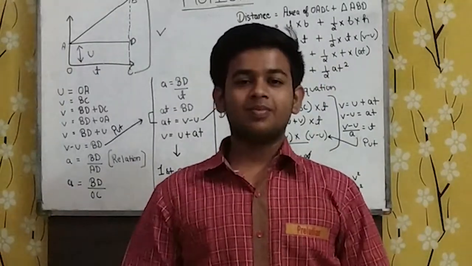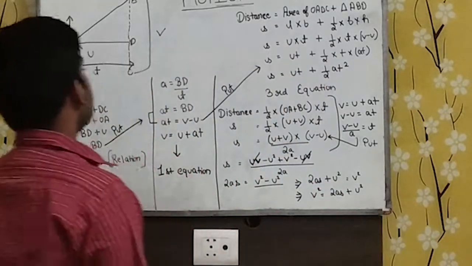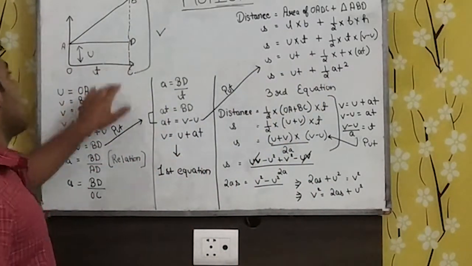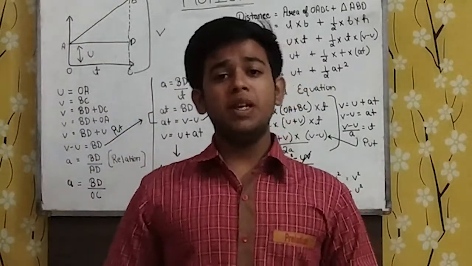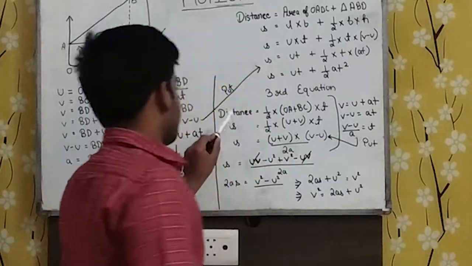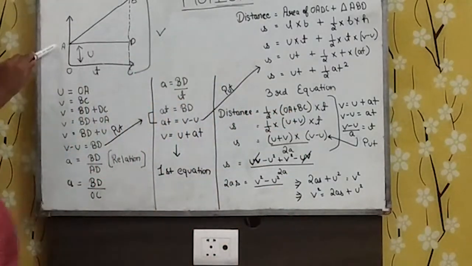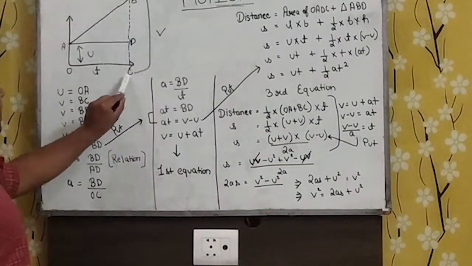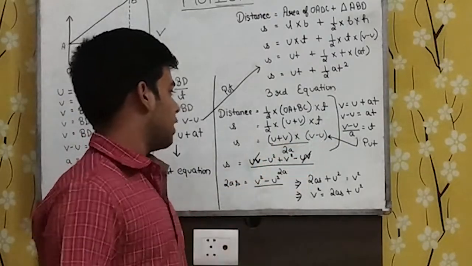Hi friends, let's derive the third equation of motion. In order to calculate the third equation of motion, we need to consider this graph as a trapezium. The area of trapezium is half into P1 plus P2 into height. Distance will be half into OA plus BC into height. OA will be P1, BC will be P2, and time will be this height. So distance will be half into U plus V into height.